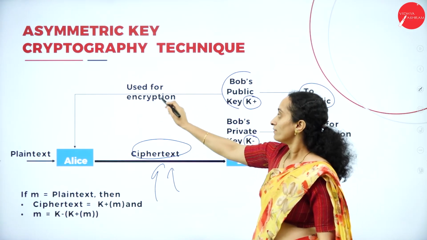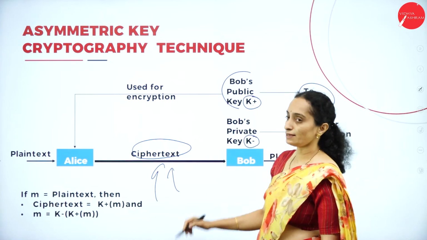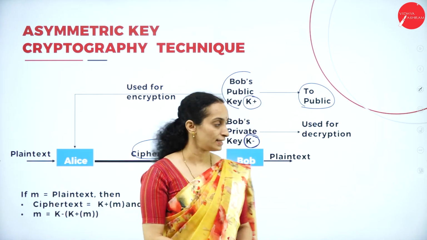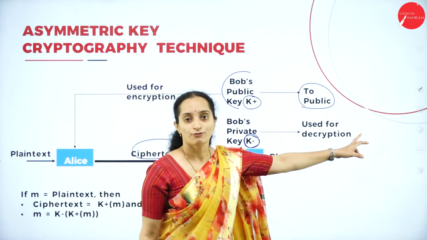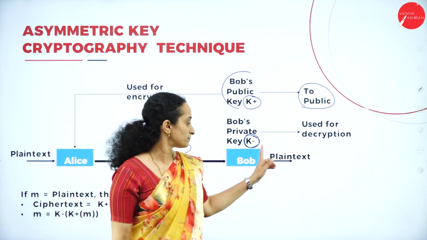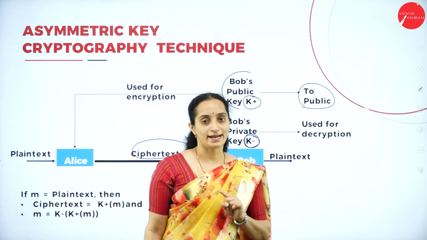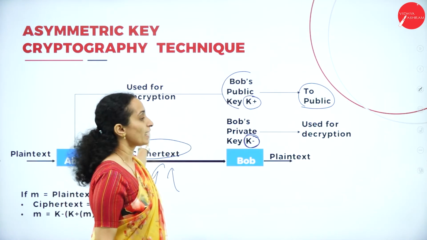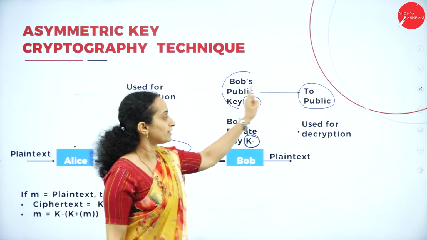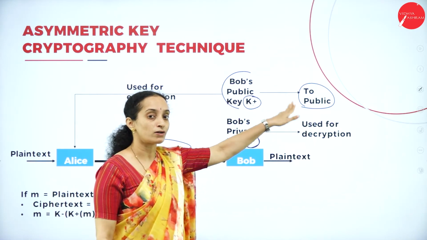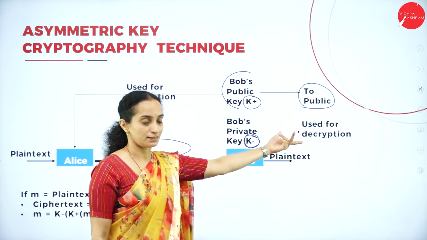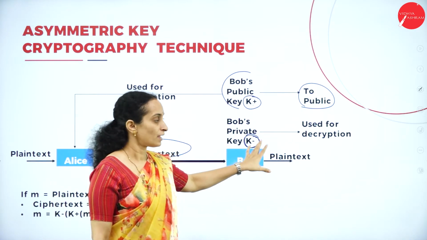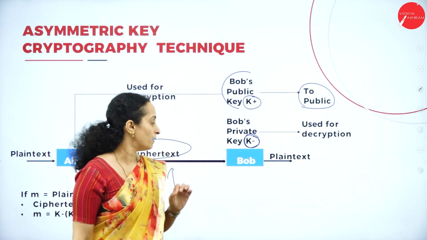The public key is what is used for encryption. Bob will have his own private key, which he uses for decryption, and that generates the plain text. Even though the public key has been used to encrypt the message and is released to the public, the attacker will not be able to decrypt it. But Bob has his own private key, which can be used to decrypt the message.